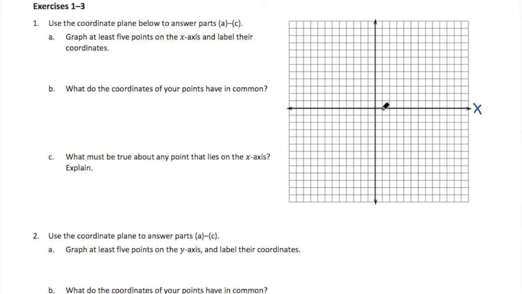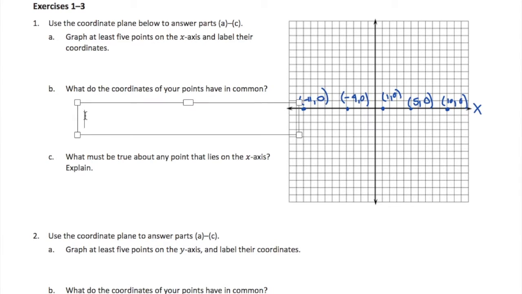So here we're just going to plot a couple points out here. I'm going to throw a few on the positive side and a few on the negative side. And the ordered pairs for these are 1, 0, and then this one is 5, 0. And then counting over, we're at 10, 0. And then this one is to the left, so that's negative 4, 0. 0 because it's not up or down at all. And this one is negative 11, 0, meaning it's 11 to the left, but not up or down.